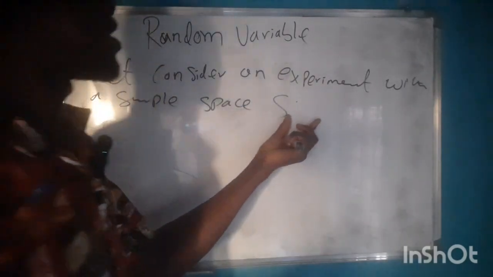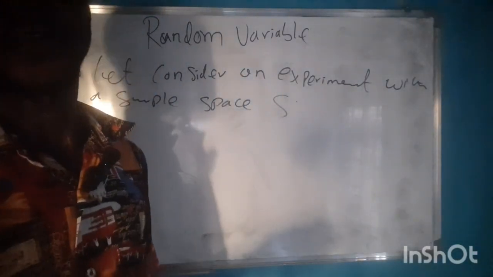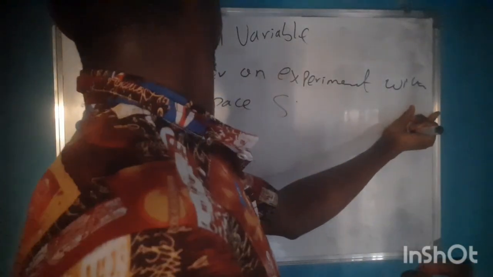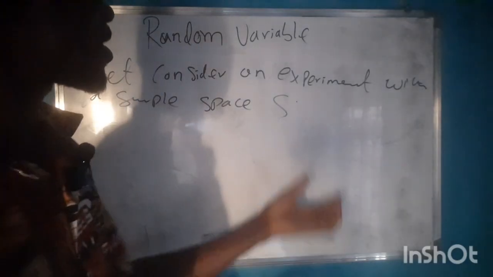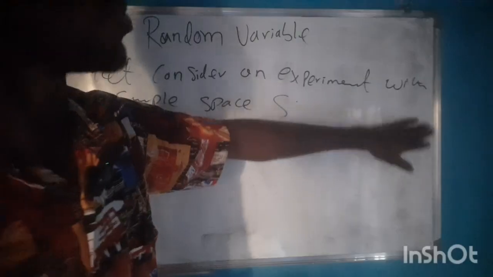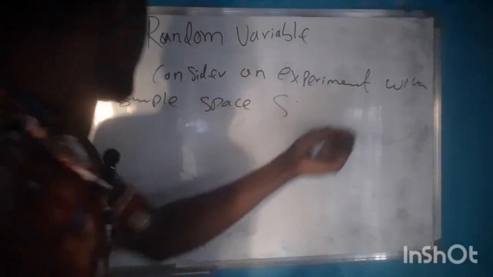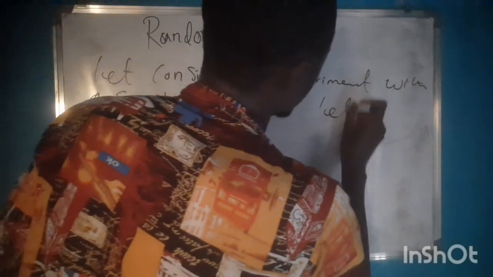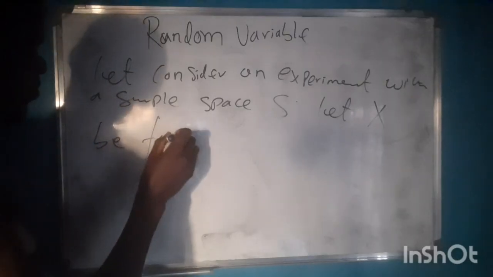In our previous class, I told you that a sample space is the collection of all the possible outcomes of an experiment. And I also made mention of a random experiment. An experiment is said to be random if its outcome cannot be predicted with certainty prior to the performance of that experiment.